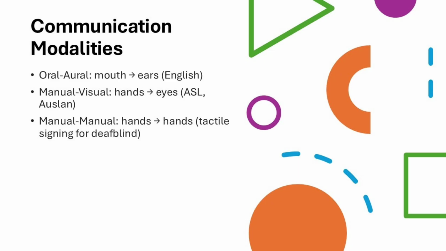Number 3, manual modality. Now for deaf-blind speakers, there is a special modality called tactile signing. In tactile signing, language is produced by hands. Language is perceived by touch. So manual means hands. This is important because it shows that human language is not only sound. Language is a system of communication that can exist in different physical forms.